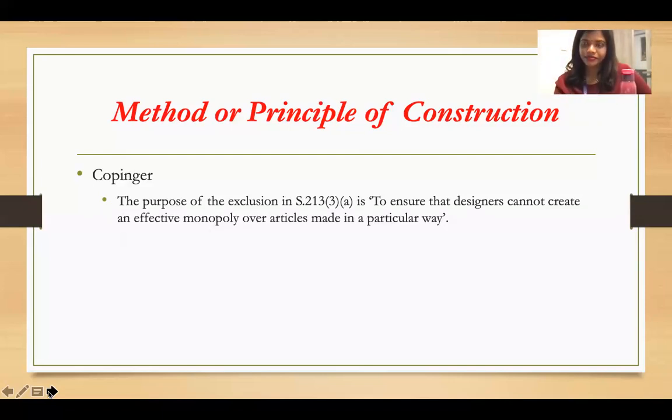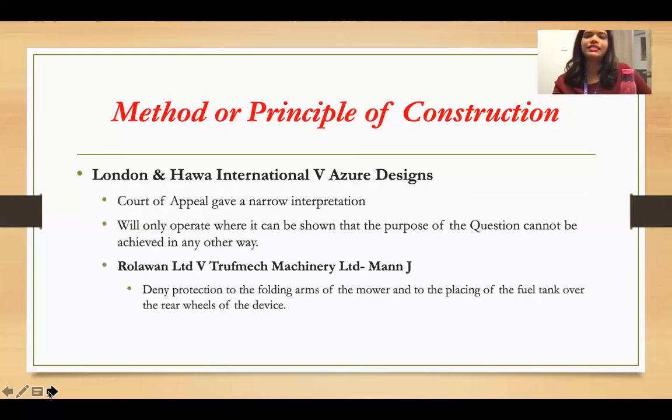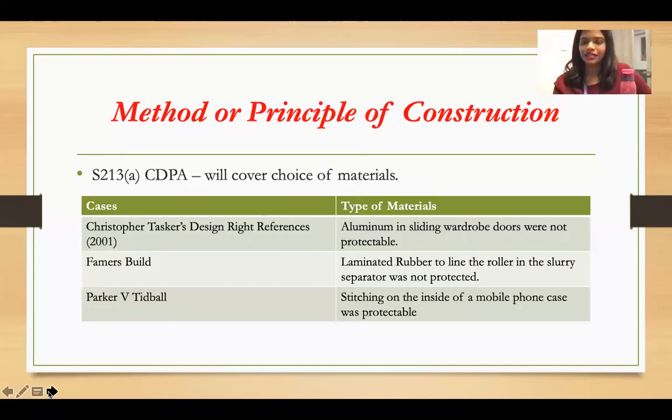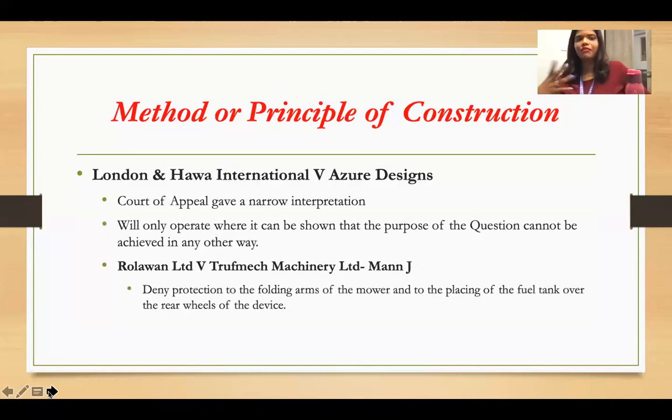But there is a twist to this. Okay, what is the twist? These two cases, the case of Rolla One and the case of Parker. Why is there a twist? But let me tell you first what this is all about.